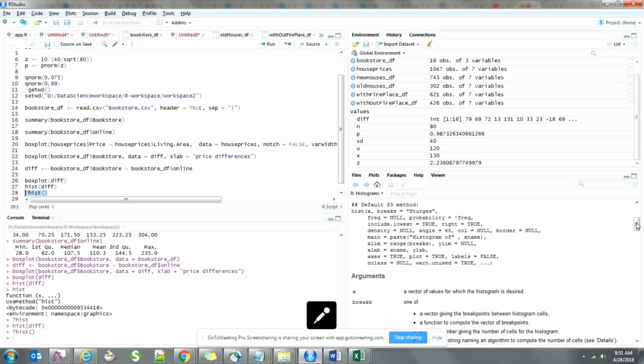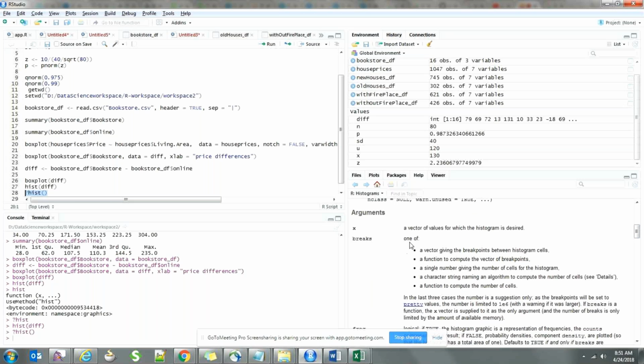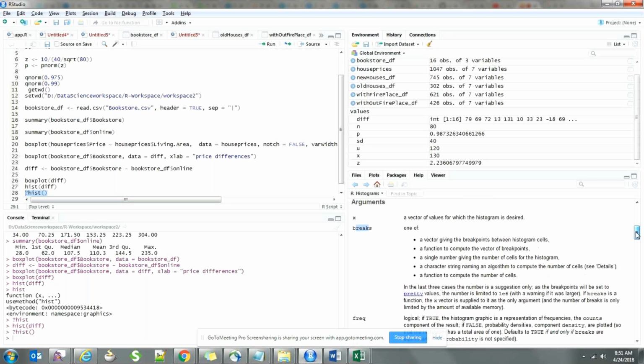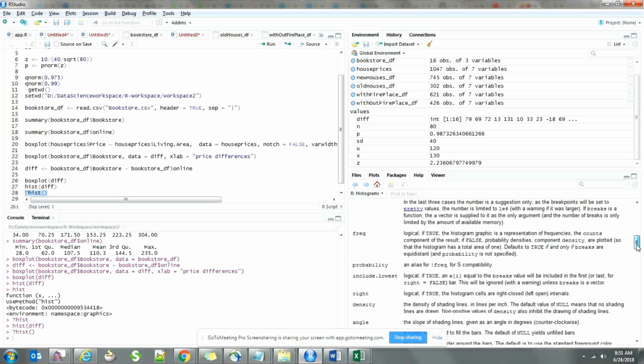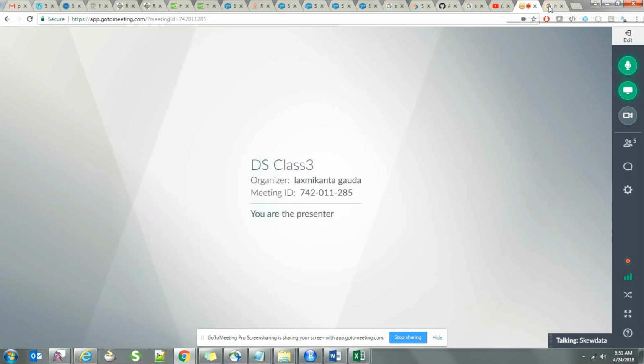Could you figure out how to reduce the column width exactly, which property it is I'm trying to figure out. Single number giving the number of cells, okay. Check that. Google it. How to set the bin size in this function. Okay. You find. Okay, that's okay.